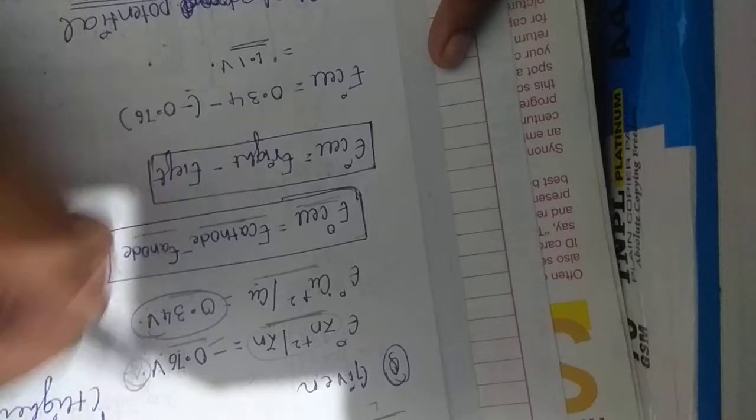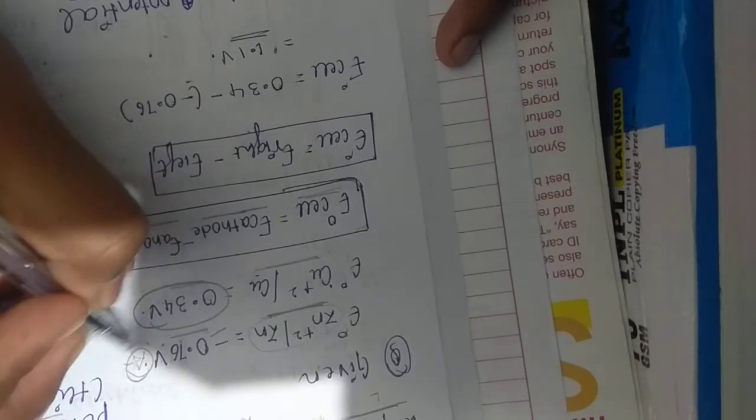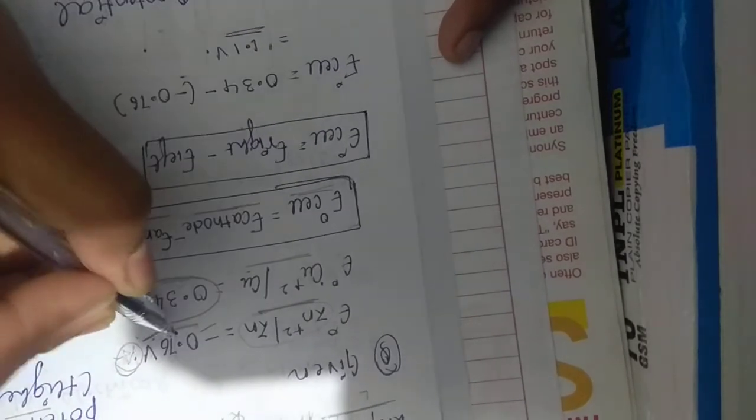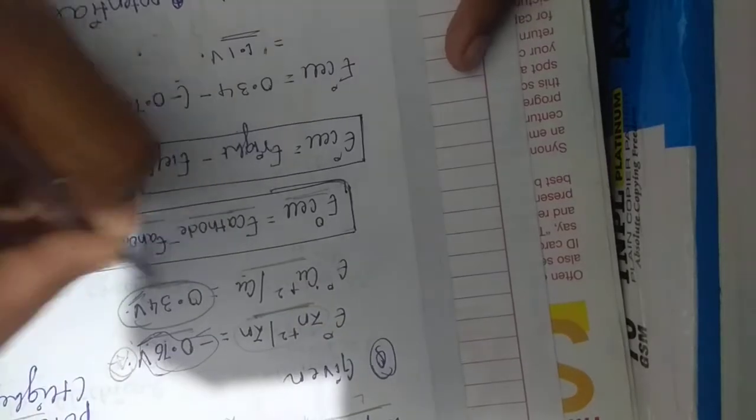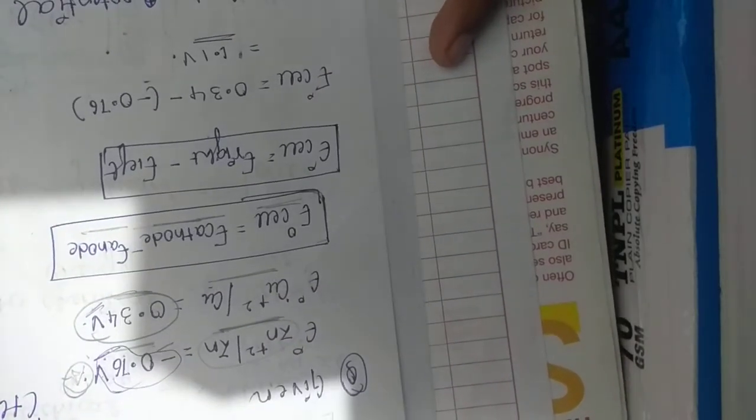We have seen an example here, zinc and copper, where the reduction potentials are minus 0.76 for zinc and 0.34 for copper. How do we get these values? We can't just know them from the beginning, right?